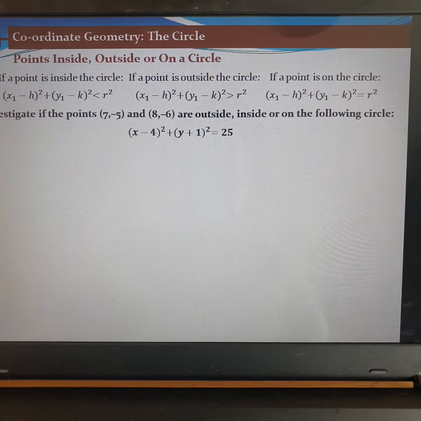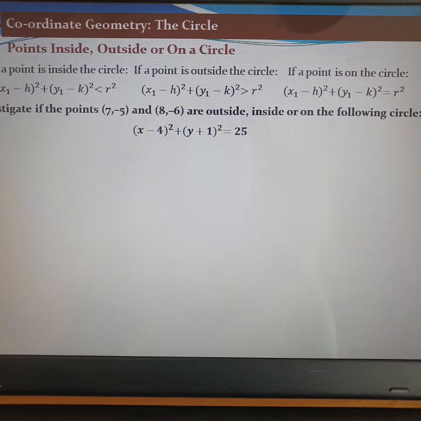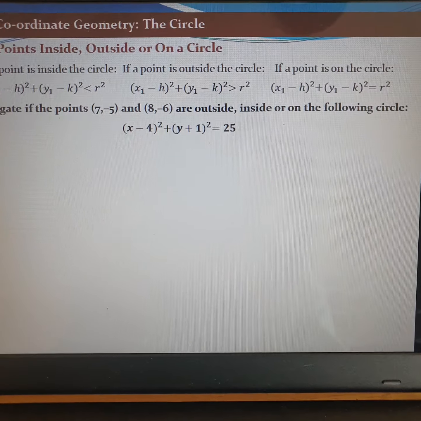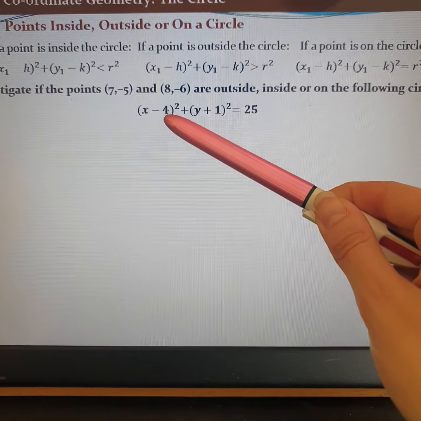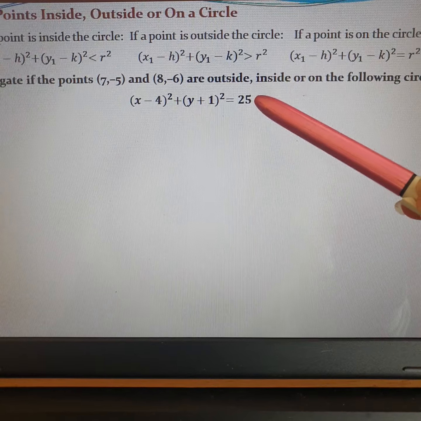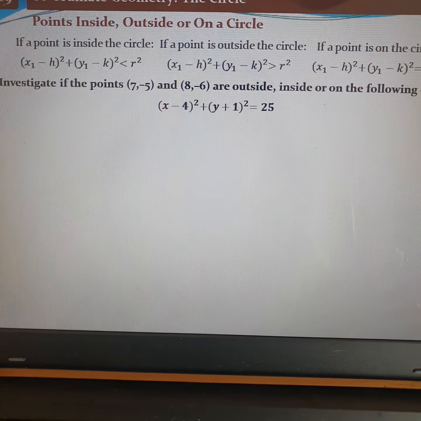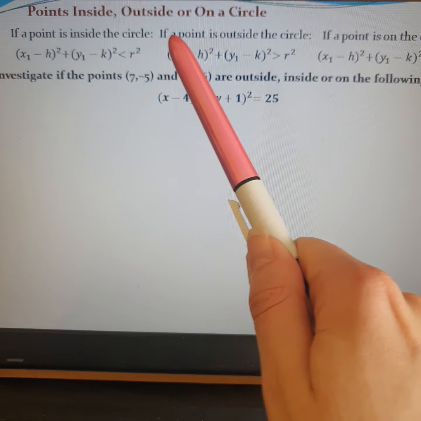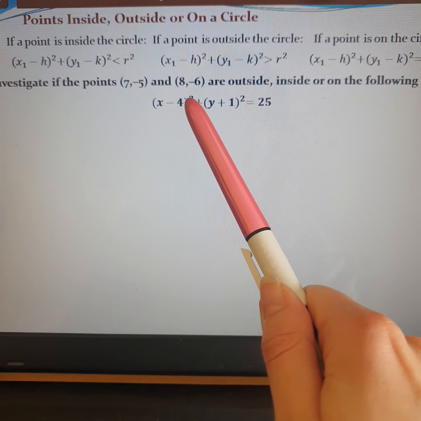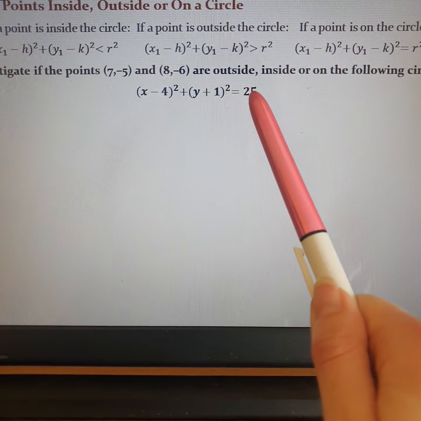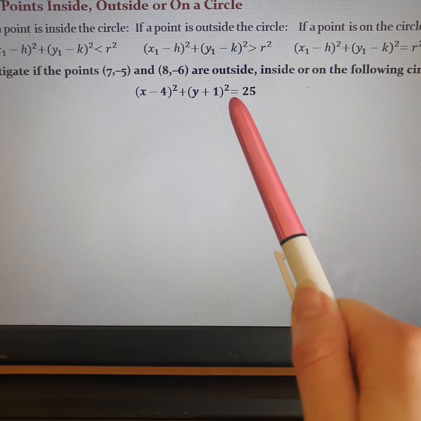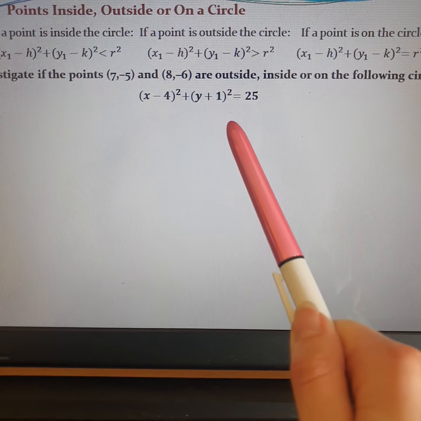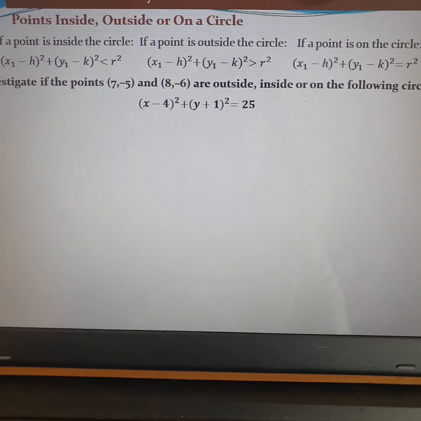So this question here: investigate if the points (7, -5) and (8, -6) are outside, inside, or on the following circle. Let's take the equation (x minus 4) all squared plus (y plus 1) all squared is equal to 25. Remember, we read the centre from x minus h plus y minus k, and r squared is equal to 25. We take the point as x1, y1 and plug it into this formula. If it's less than r squared, it's inside the circle. If it's greater than r squared, it's outside the circle. Or if it's equal to 25, which is r squared, it's on the circle.